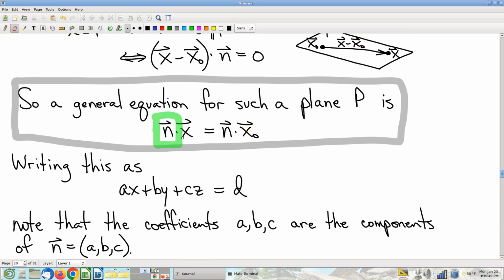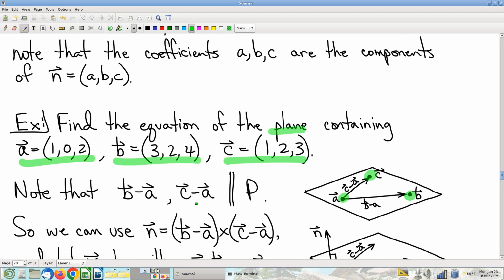How am I going to find a vector perpendicular so that I can write this down? Where am I going to get this normal vector?